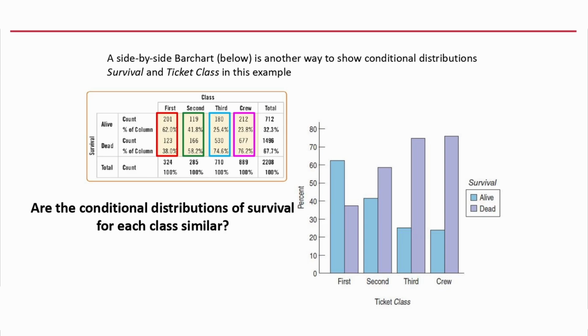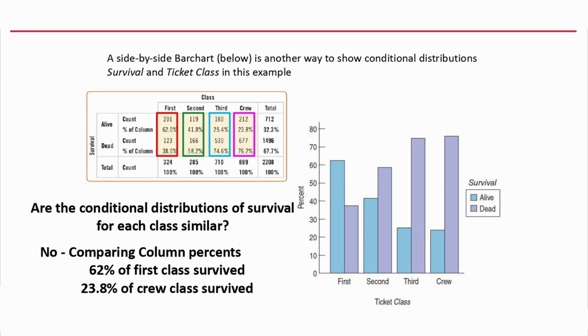Now, in this particular case, these conditional distributions are not the same at all. The first class passengers, 62% of them survived, while third class was 25 and 23% of the crew. The survival rates would all have to be the same for every class, and so would the death percents. And they're not the same, they're not even close. So I would say that these two variables are dependent. The percents alive and percent dead depend on which class I look at.